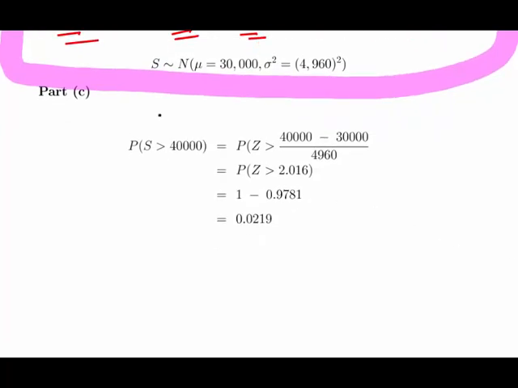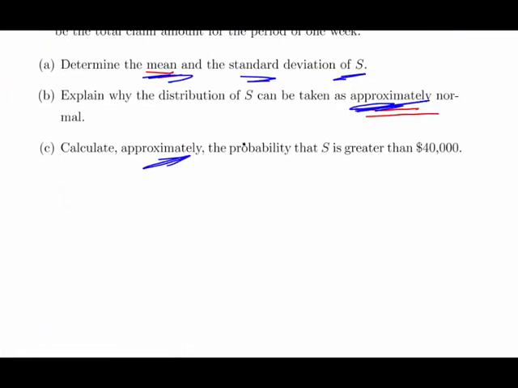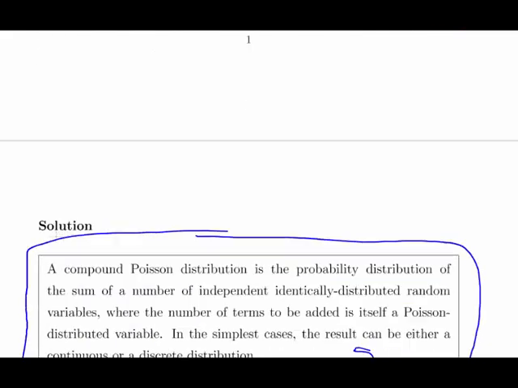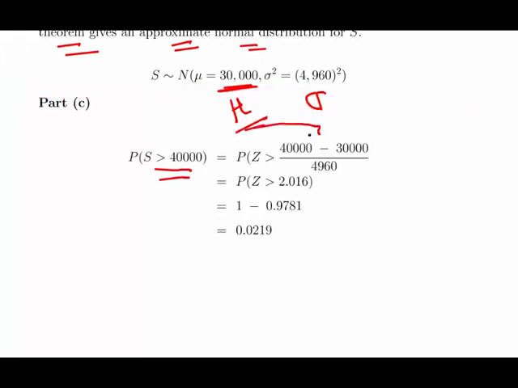Now, what are we asked in the last part? I've forgotten actually. Let's go back up here. Calculate the probability that S is greater than $40,000. Essentially, this turns into a Z-score type calculation. Here we're using the fact that mu and sigma are here. It's not there actually, it is down here. Okay, so it's a Z-score calculation.